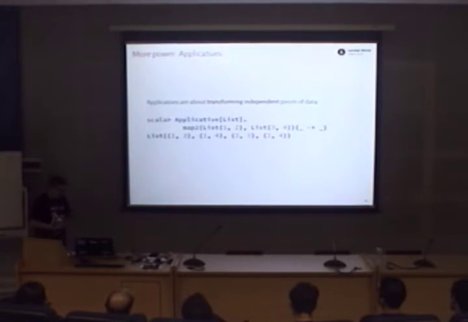So applicatives are about transforming independent pieces of data. So you have one piece of data over there. You have another piece of data over there. They have been created completely independently. They can come from different things, from different places. And then you can join them together and do something with them. And applicatives offer a function called map2.